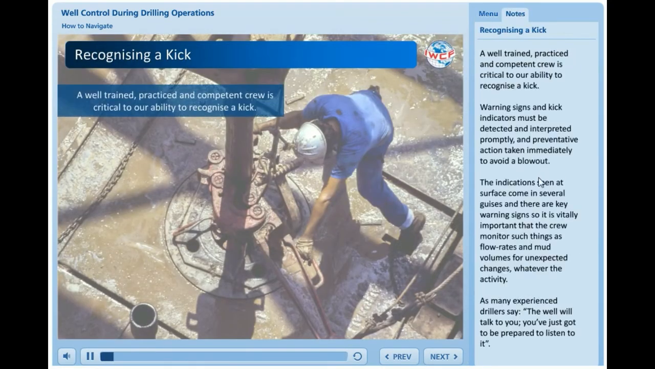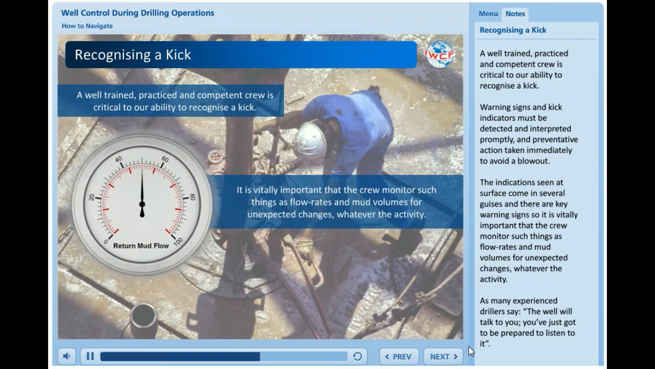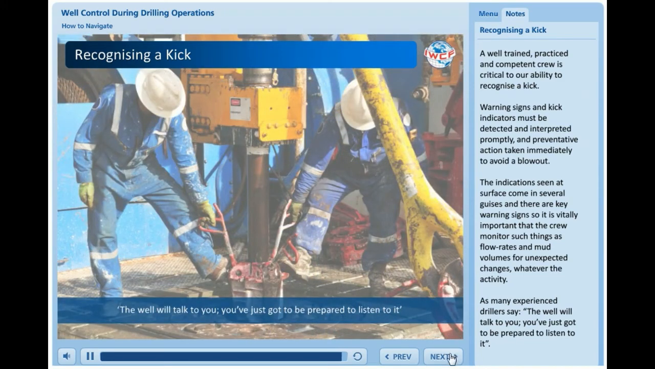A well-trained, practiced and competent crew is critical to our ability to recognize a kick. Warning signs and kick indicators must be detected and interpreted promptly, and preventative action taken immediately to avoid a blowout. The indications seen at surface come in several guises, and there are key warning signs, so it is vitally important that the crew monitor such things as flow rates and mud volumes for unexpected changes, whatever the activity. As many experienced drillers say, the well will talk to you. You've just got to be prepared to listen to it.